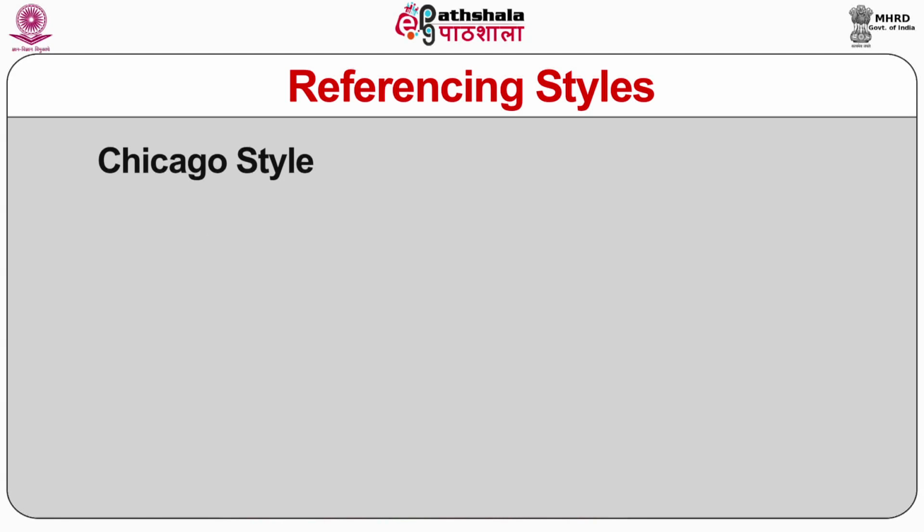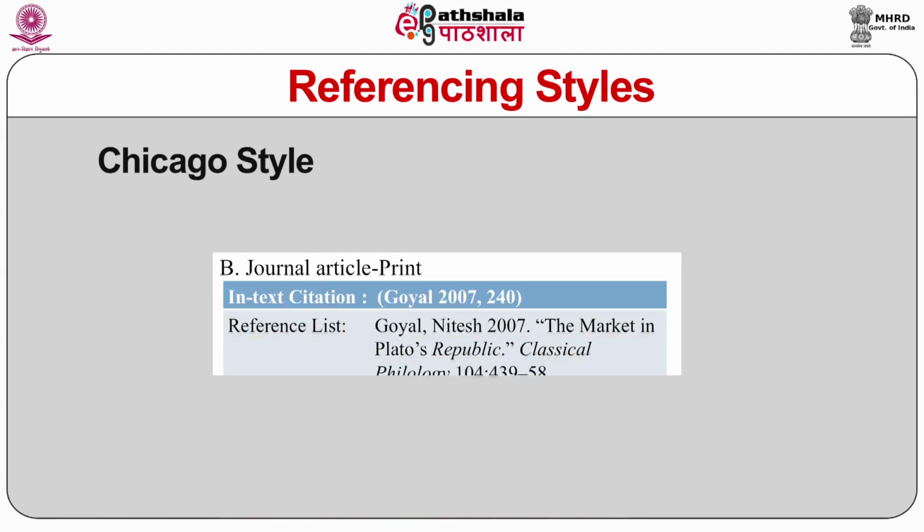In case you are referring to a printed journal, the in-text citation will be Goel 2007 with the page number, and in the references Goel, the first name Nitesh, the year 2000, the title Market in Plato's Republic with the name of the journal, here Classical Psychology, with the page numbers.